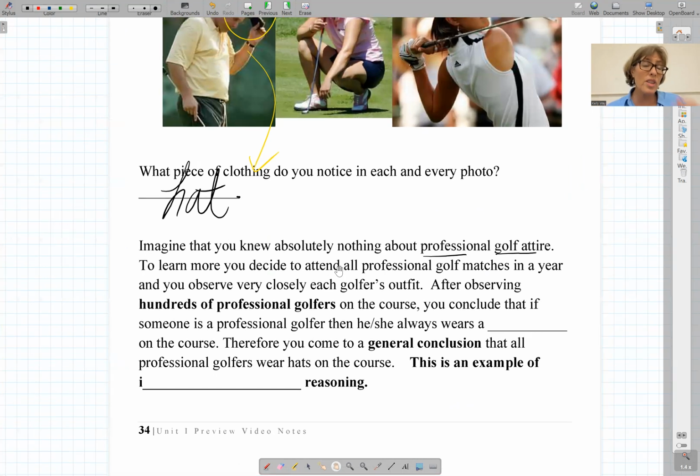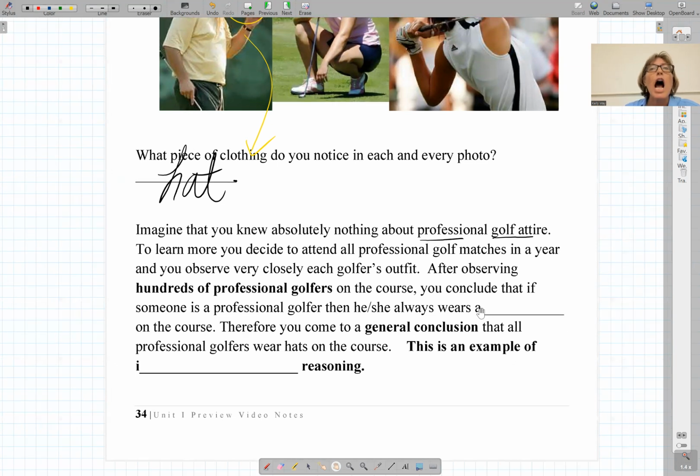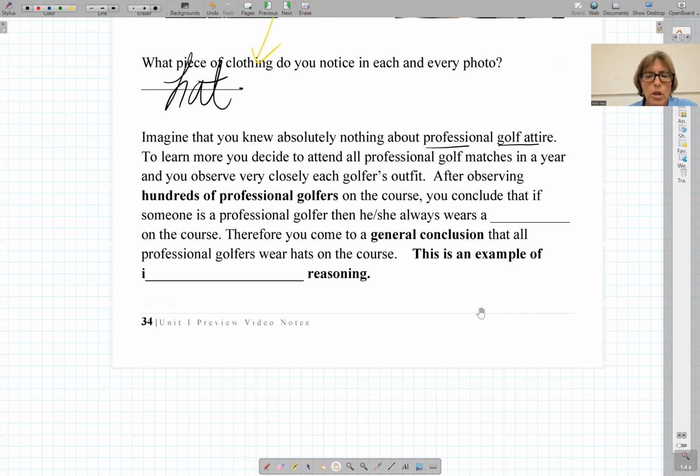So to learn more, you decide to attend all the professional golf matches in a single year, and you observe very carefully every golfer's outfit. After observing hundreds of professional golfers, you conclude that if someone is a professional golfer, then he or she will always wear a hat on the course. Notice the if and then. That's a conditional.